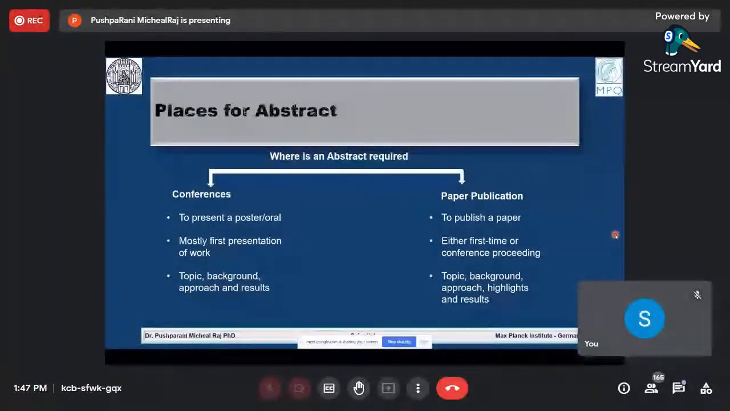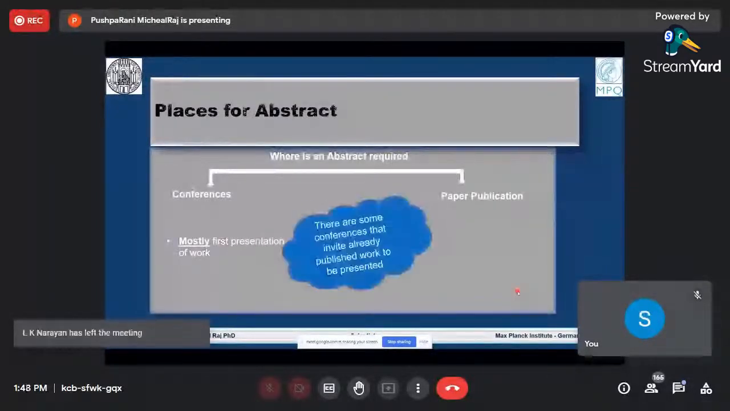matching the rest of the contents, is very important. And here also we have the topic, background, but here what we have in addition is the highlights while we talk about the paper publication. Though they have a similar word limit, I would say the paper publication would highly recommend having highlights of the paper.